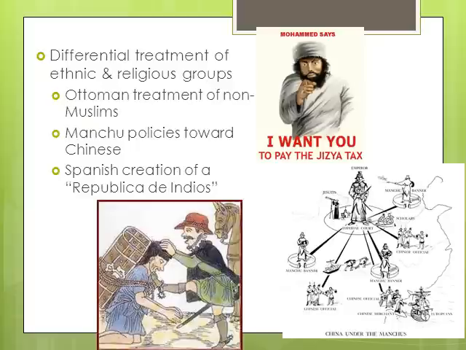The Manchu policies toward the Chinese that were traditionally Chinese were not looked upon with the same reverence. They were left to the administration, but they weren't left to the power, and they weren't left to protection. They left that to the Manchus, and that's very evident based off of the political cartoon that you see down there. And then you see the Spanish creation of the República de Indios.